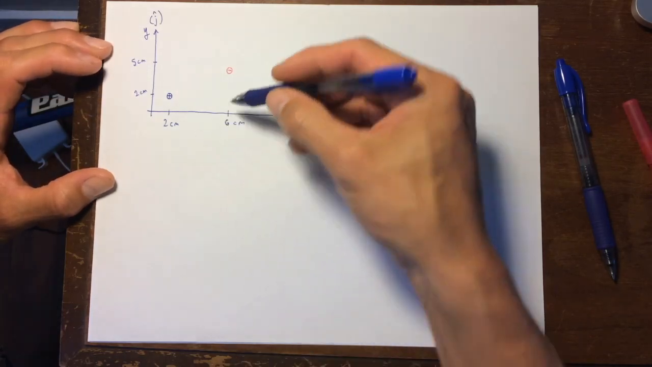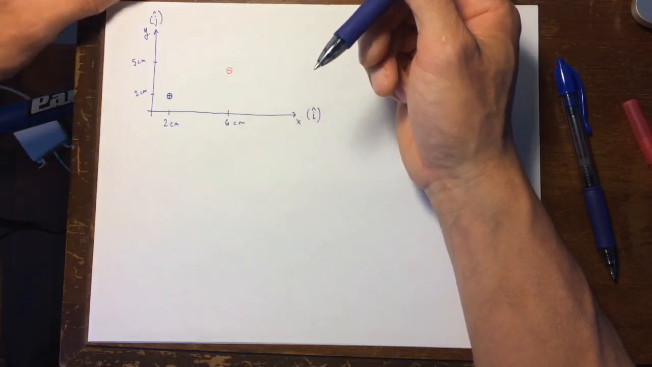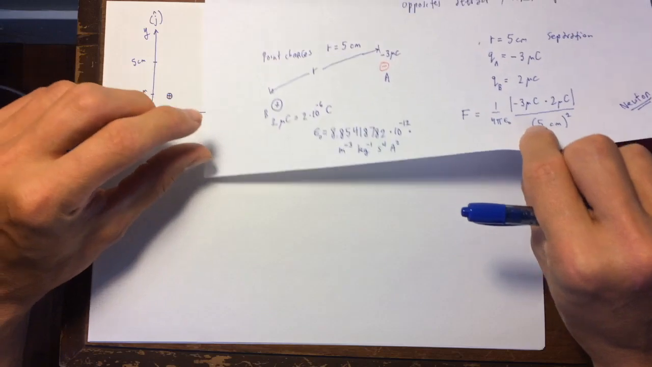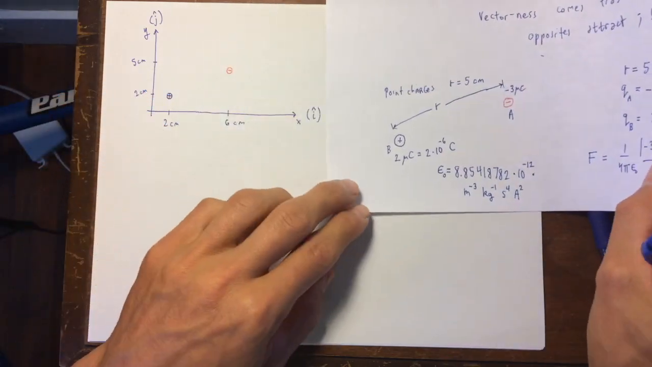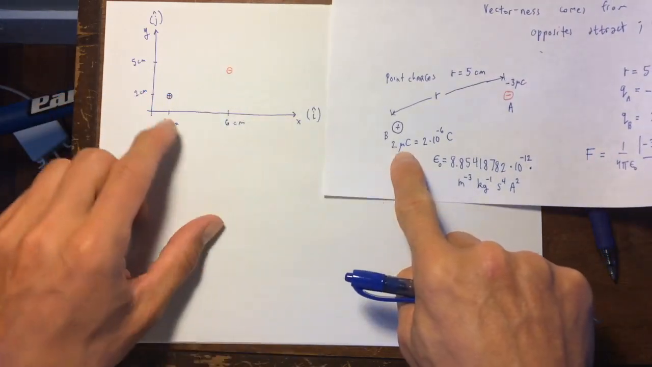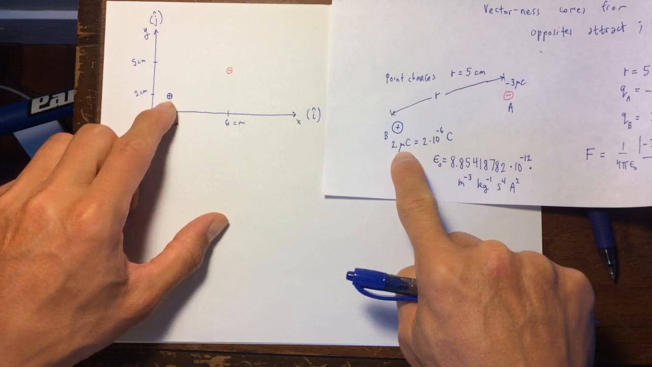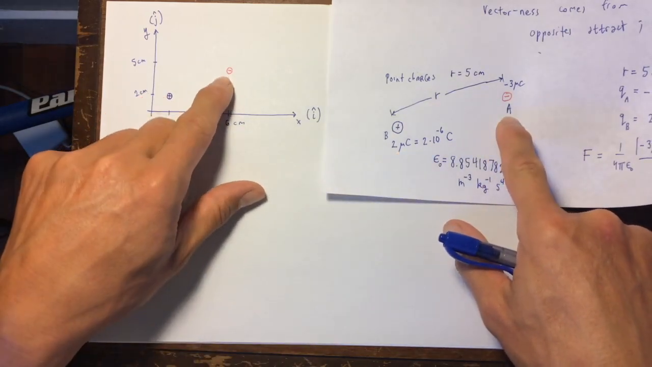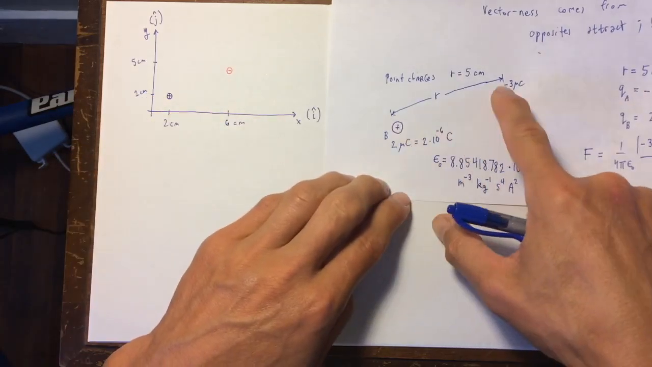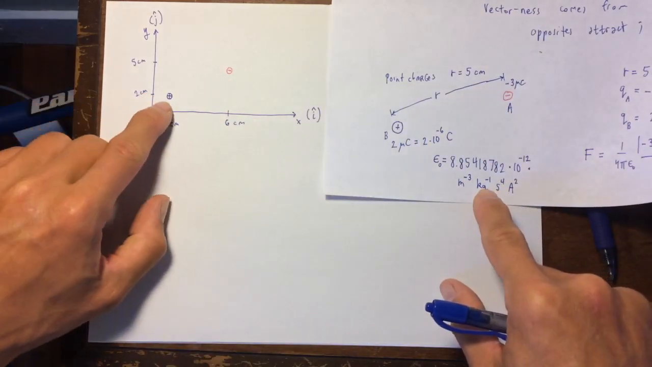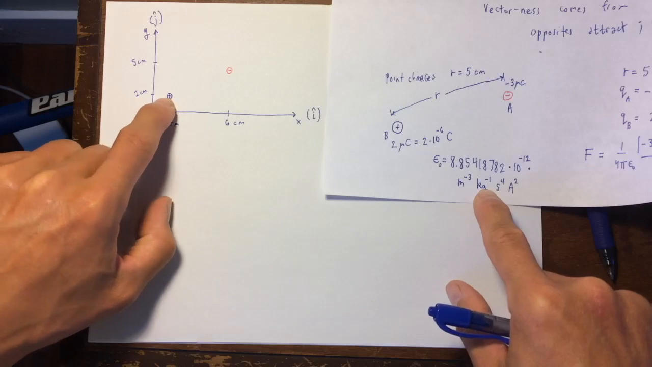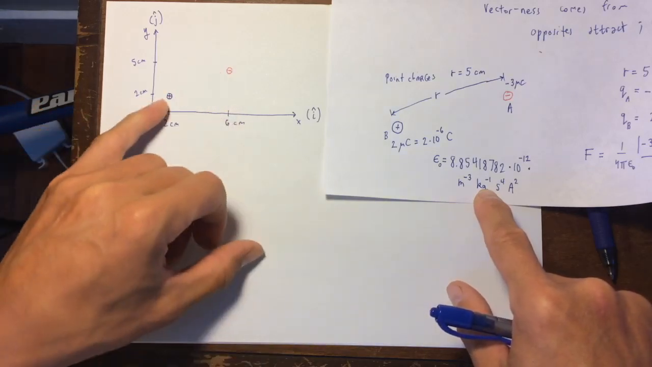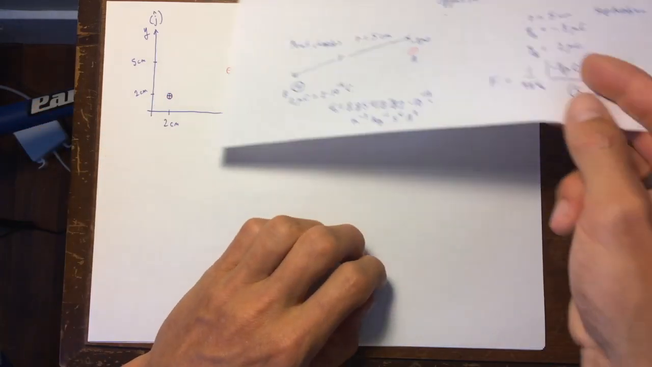So this matches our earlier problem. Our earlier problem is here. The 2 microcoulomb charge is down on the left. The negative 3 microcoulomb charge is up on the right. They are separated by 5 centimeters because if you use the Pythagorean theorem, you'll see that the separation is 5 centimeters.